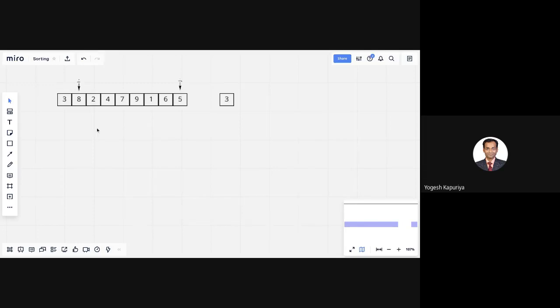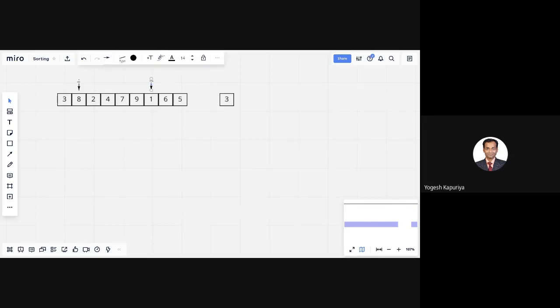Then it comes to 8. Is 8 less than or equal to 3? No. So I stops here. Then J starts its search operation. It will keep on skipping the numbers which are greater than 3. 5 is greater than 3, yes. 6 is greater than 3, yes. 1 is greater than 3, no. So J stops here.